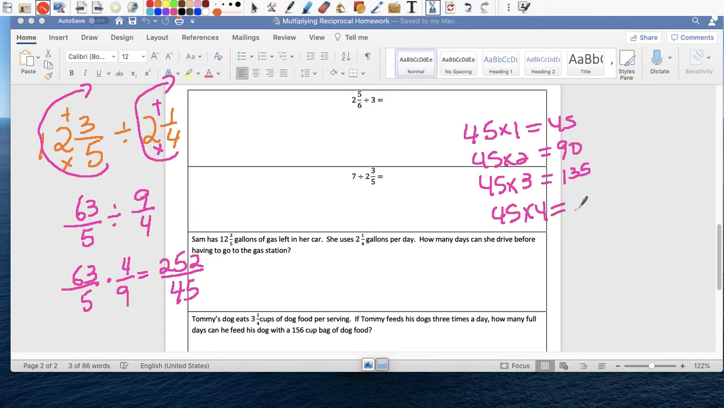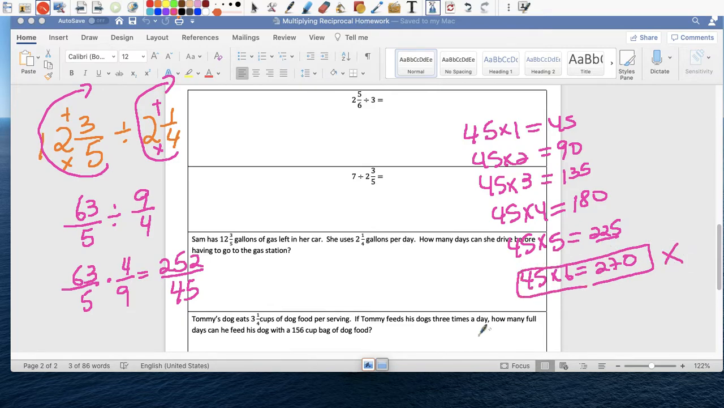45 times 4 is 180. I still have enough money. So again, you calculate, you don't have to start by 1, but you can just play around. 45 times 5 is 225. I still have money, right? So I can give it to 5 people. Can I give it to the 6th person? Well, 45 times 6 is 270. So I cannot give it to 6 people.